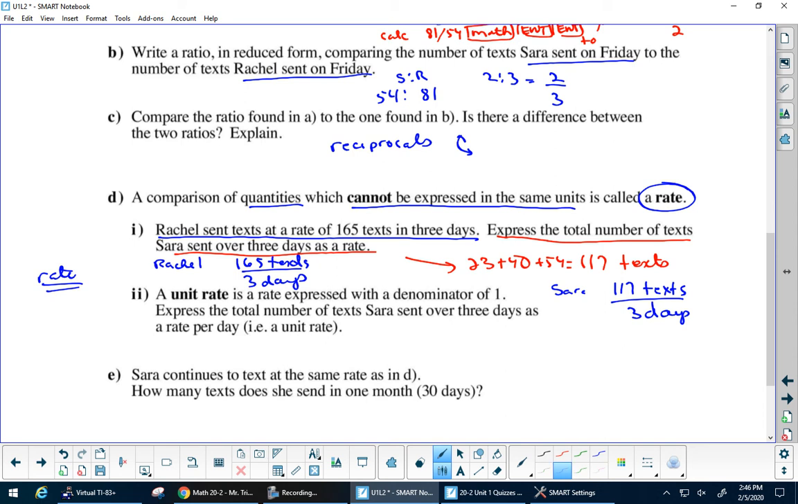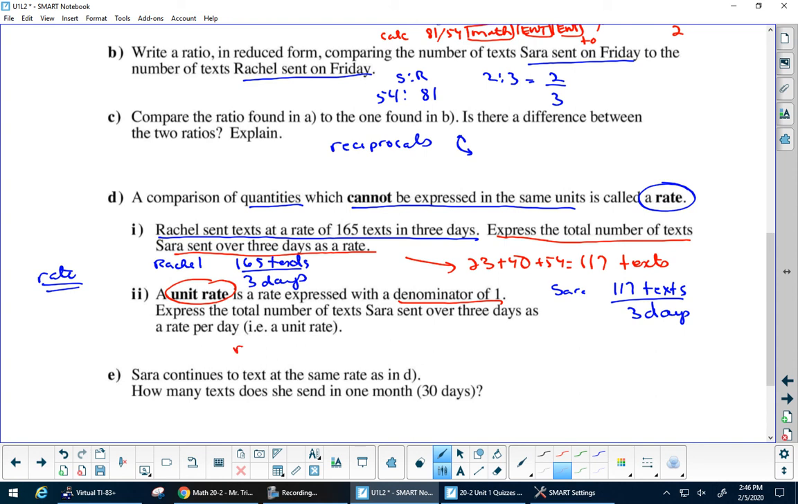The next thing we've got to talk about is what's called a unit rate. Now the unit rate means that the denominator must be 1. Okay? Because right now I have Rachel doing 165 texts in 3 days. What I want to know is how many texts per day. Now how would I find that? What would you guys think, for Rachel, how many texts does she do a day? Divided by 3, right?